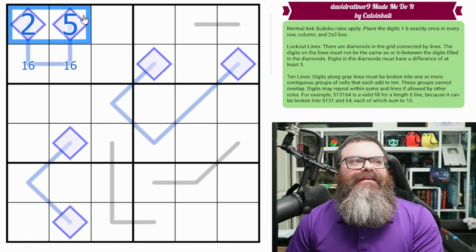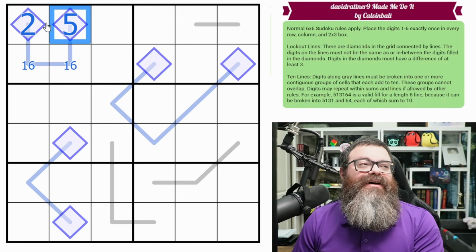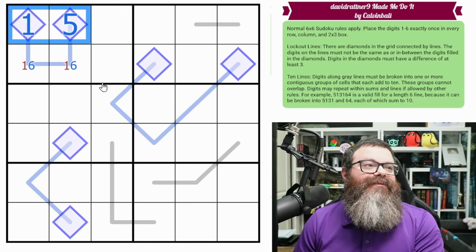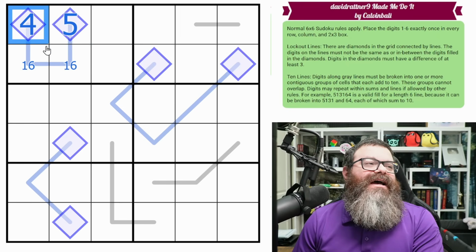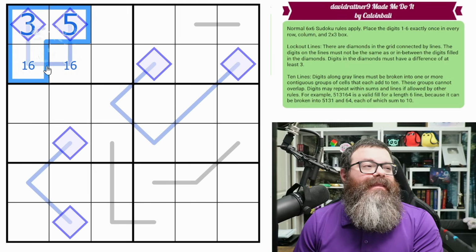In addition to that, the digits in the diamonds have to have a difference of at least 3. So 5 minus 2 is 3, that's fine. Could also do 5, 1, that would be a difference of 4, that's also fine. But 5, 4 has a difference of 1, that's no good. 5, 3 has a difference of 2, that's no good.